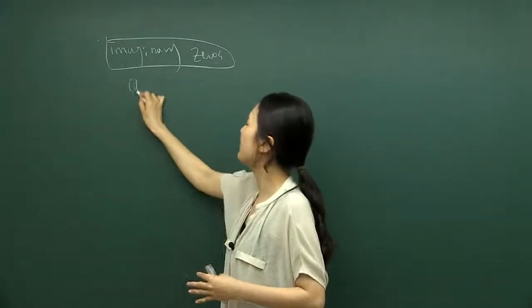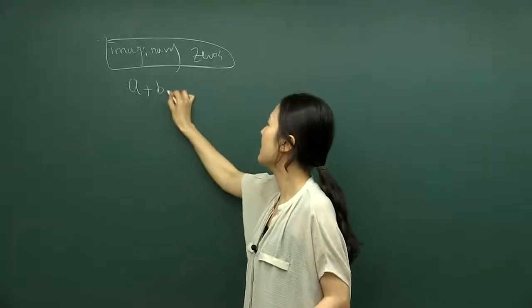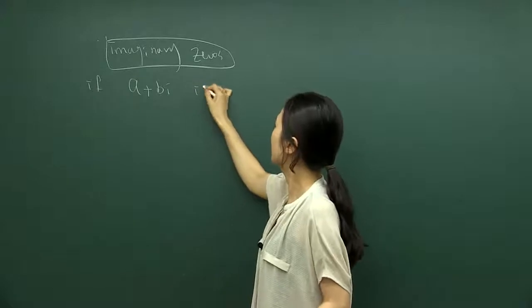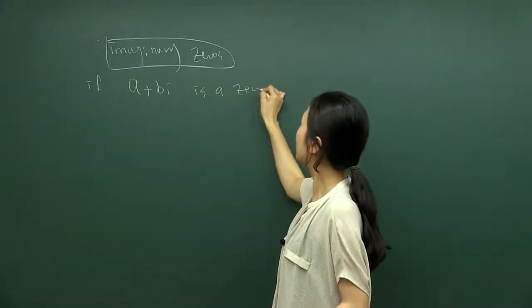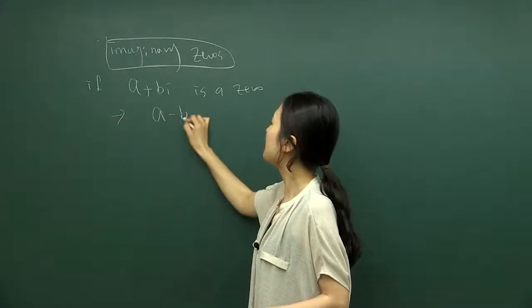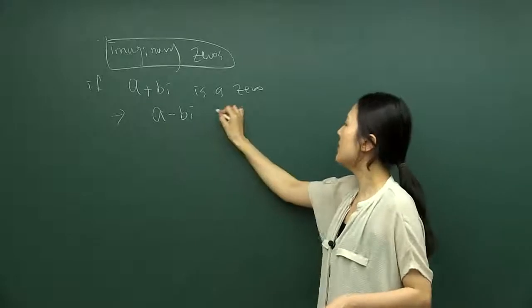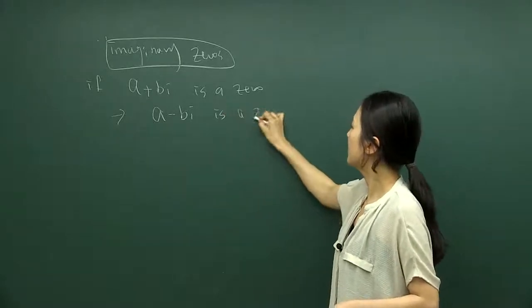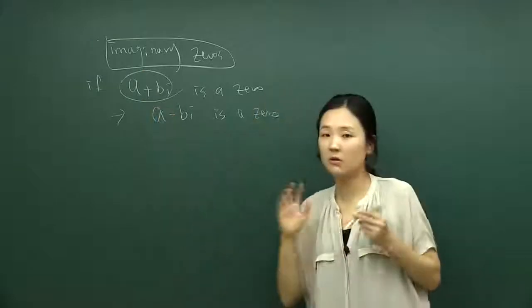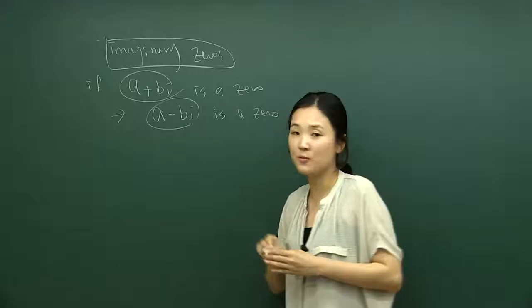If you have an imaginary number, a complex number, a plus bi, and this is a zero, then the conjugate is another zero. You know what conjugate means? Having a different sign in front of the imaginary part. So given an imaginary number is a zero, you know that there is another one that has to be a zero.